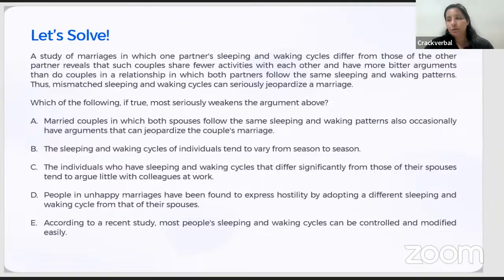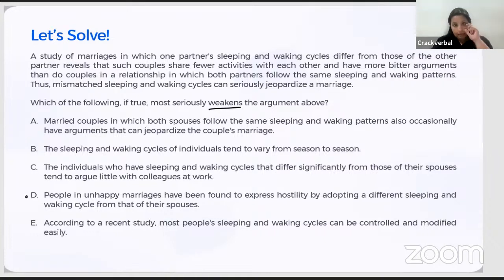Okay, let's look at this. Kevin, what do you think the answer is for this? The others, if anybody else wants to give it a go, what do you feel is the answer for this? No? No problem. While you think about what you think might be the answer, let's look at the question itself. So we know this is a weaken the argument question. Okay, we've got Kevin choosing D.